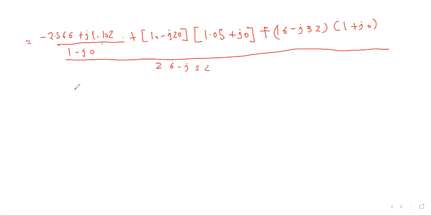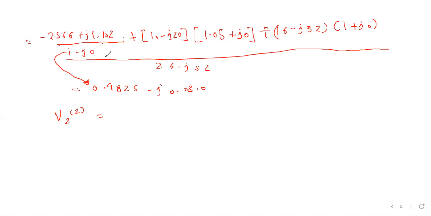Once you calculate this value in the calculator, you get the value minus 0.9825 minus j0.0310. So once you have calculated this for V21, now on a similar ground, if you have to calculate the V22 value, instead of this 1 minus j0 you have to put this value. The rest all will be the same.